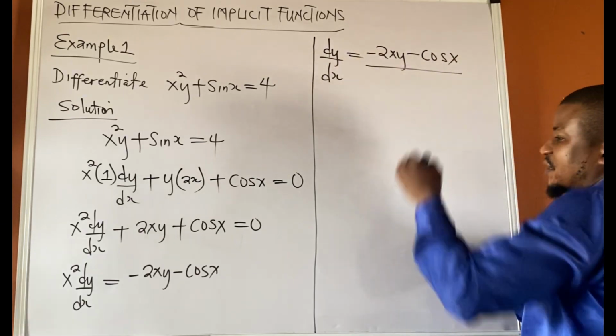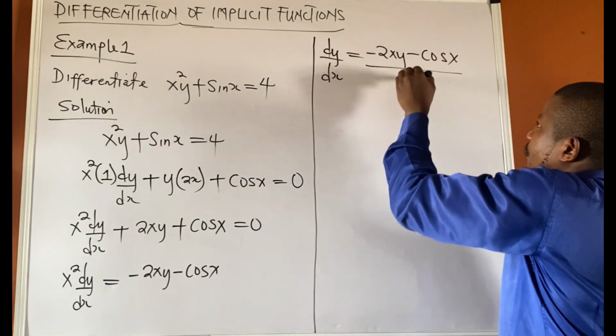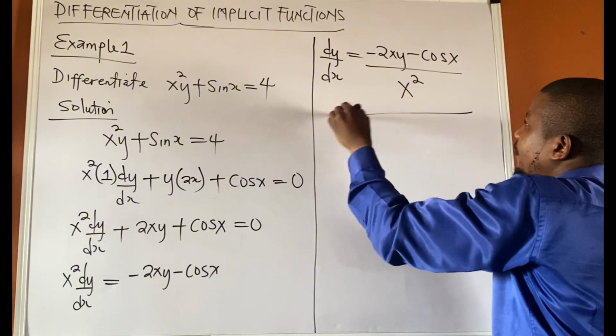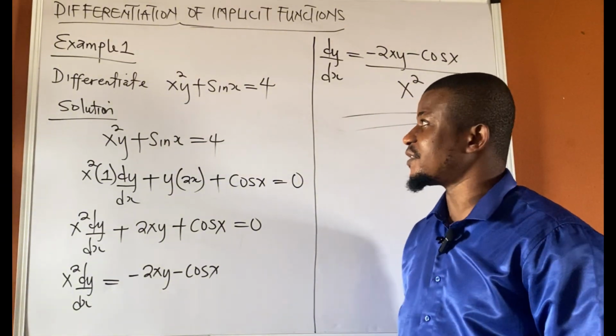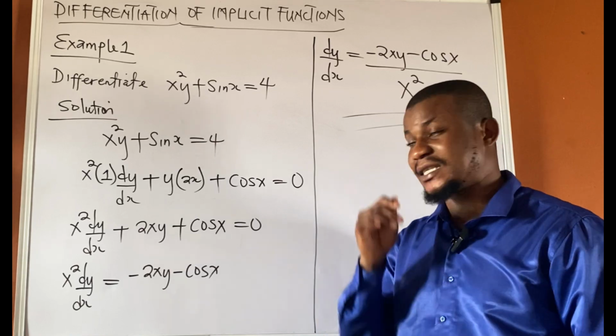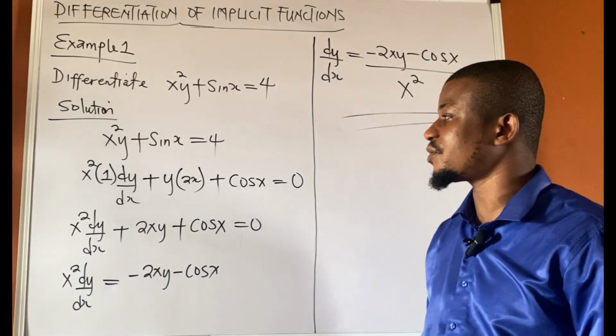Then divide both sides by x squared. And this gives us our dy/dx. That's just how to differentiate an implicit function. We'll look at more examples to better understand how to differentiate implicit functions.